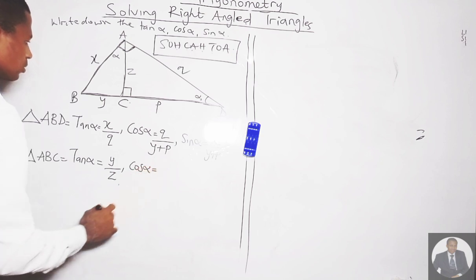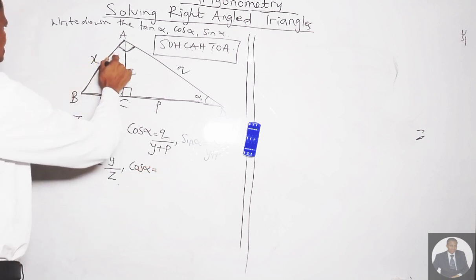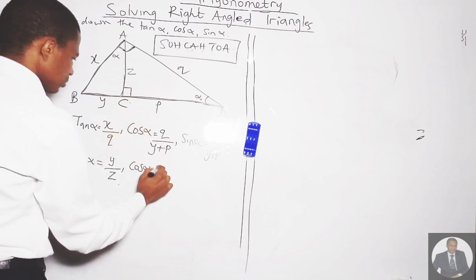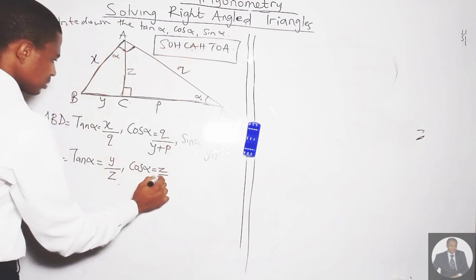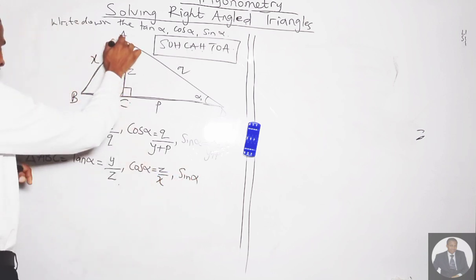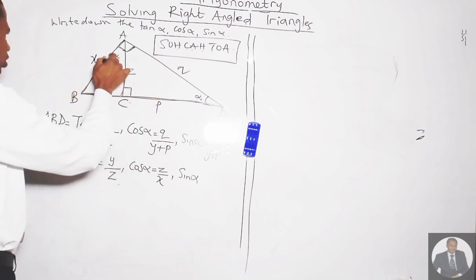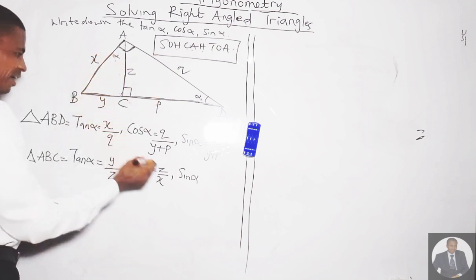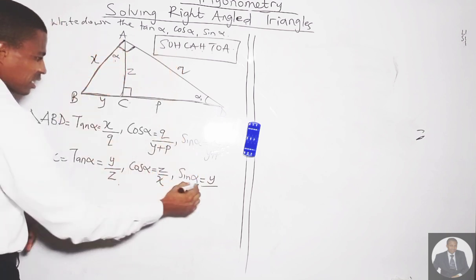Cos alpha for this triangle. Cos is adjacent. What is adjacent? z over hypotenuse. What is the hypotenuse? x. Sine alpha for this triangle ABC. Sine will be opposite. What is opposite this angle? y over hypotenuse. What's the hypotenuse? x.